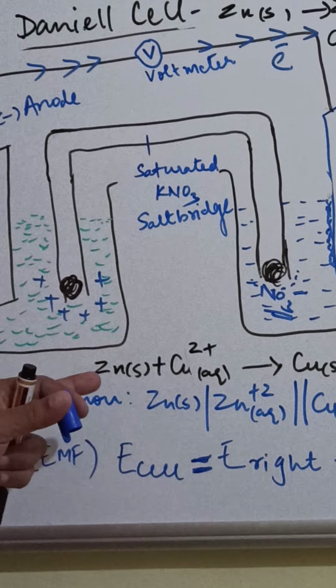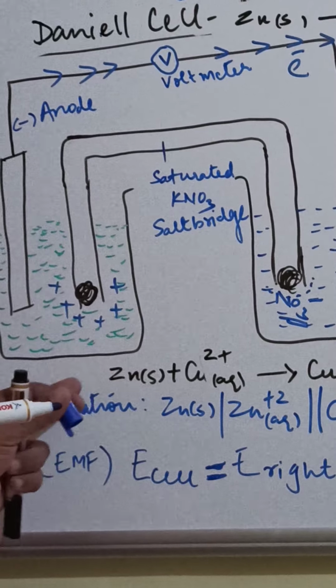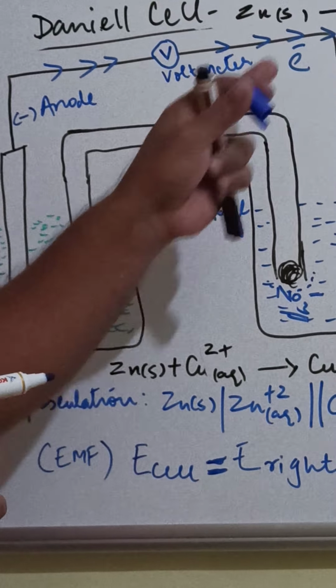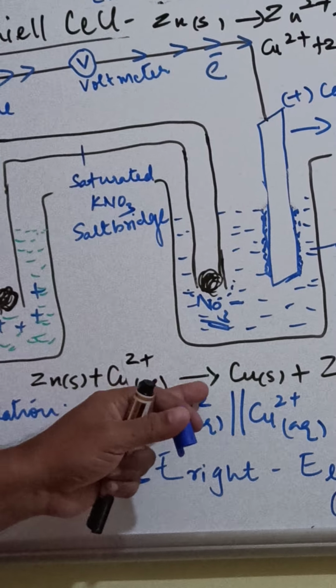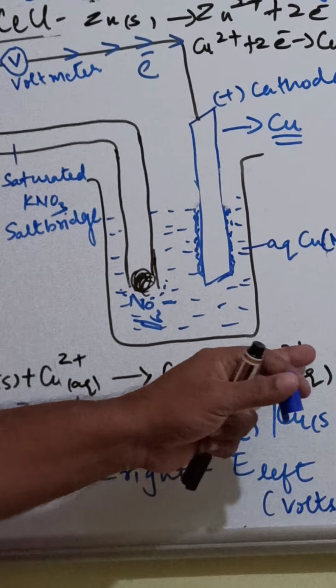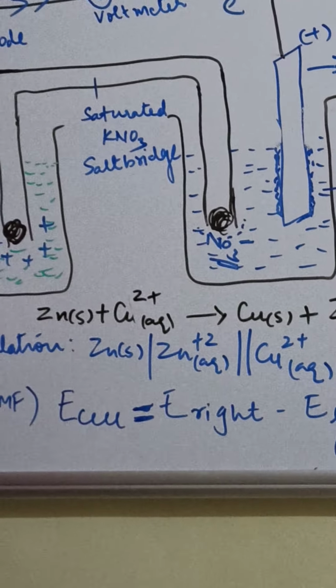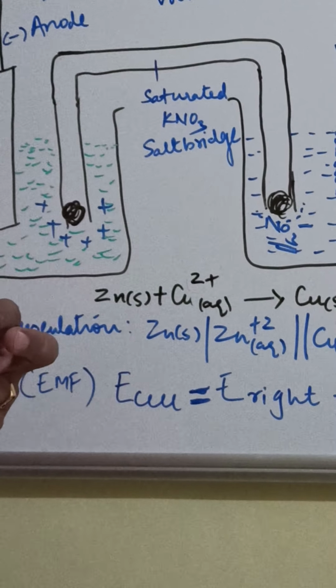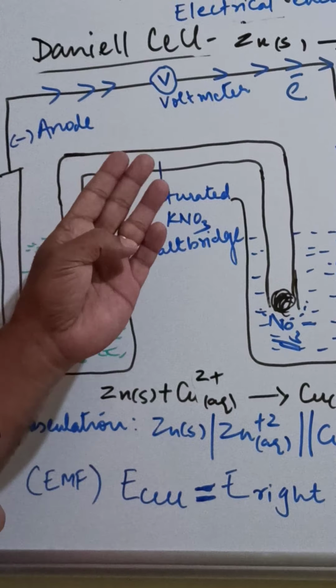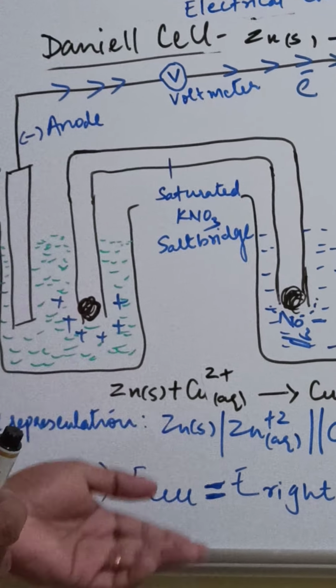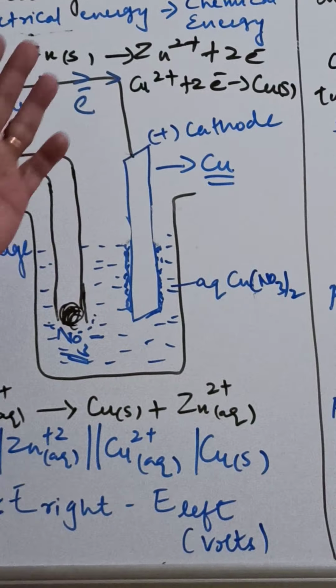Now here, if I go with the reaction, it is also known as a net reaction. That is, if you add these two reactions together, you get zinc solid plus copper 2 plus aqueous gives copper solid plus zinc 2 plus aqueous. If you go with the cell representation, normally, the anode is always represented on the left hand side and the cathode is always represented on the right hand side.